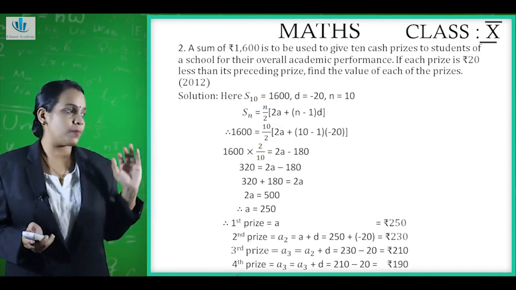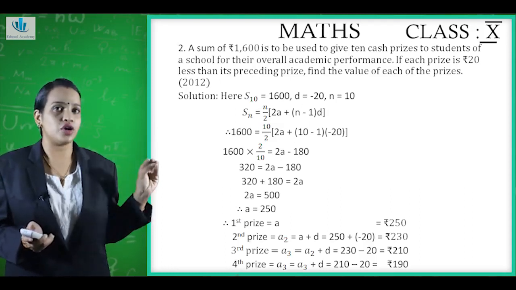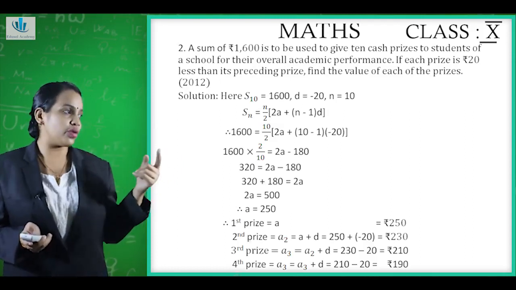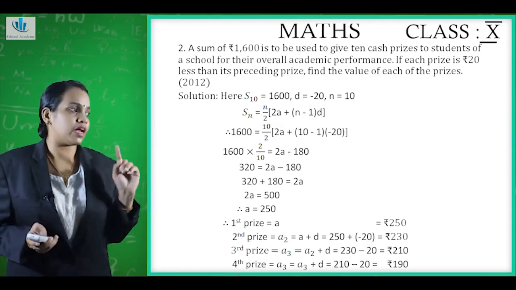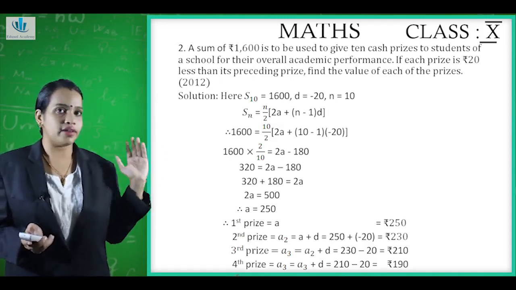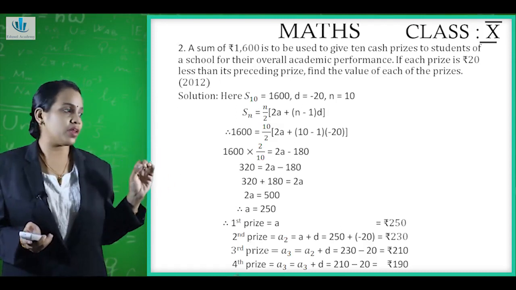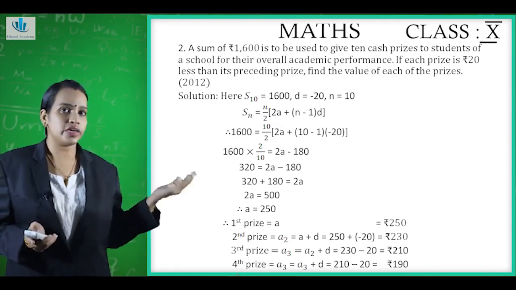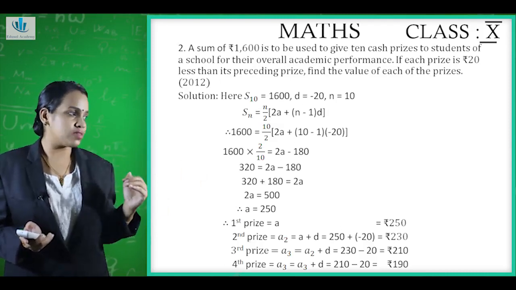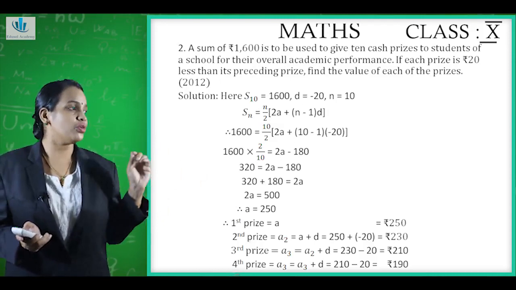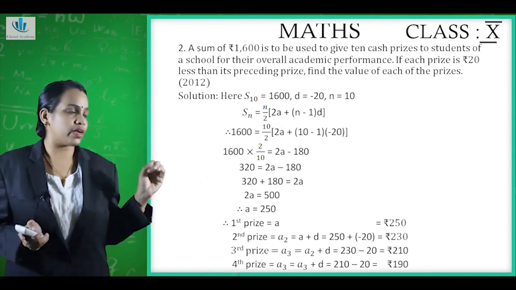Now you know the sum, that is total S10, is equal to how much? It is 1600. In the question it is said that each is 20 less than the preceding prize. That means our common difference D is equal to minus 20, and total how many cash prizes are there? 10. So N is equal to 10. Now we will put the formula of sum. It is Sn is equal to N upon 2 into 2A plus N minus 1 into D.